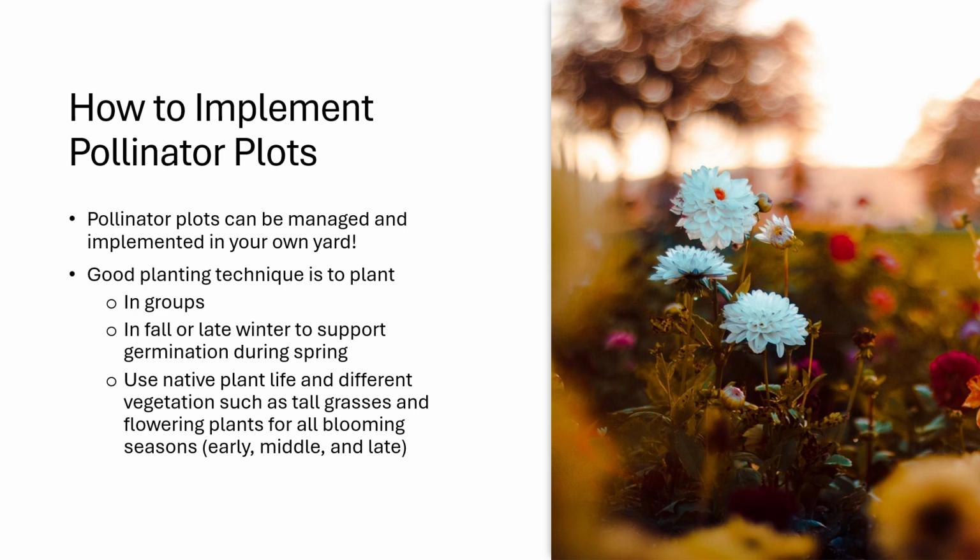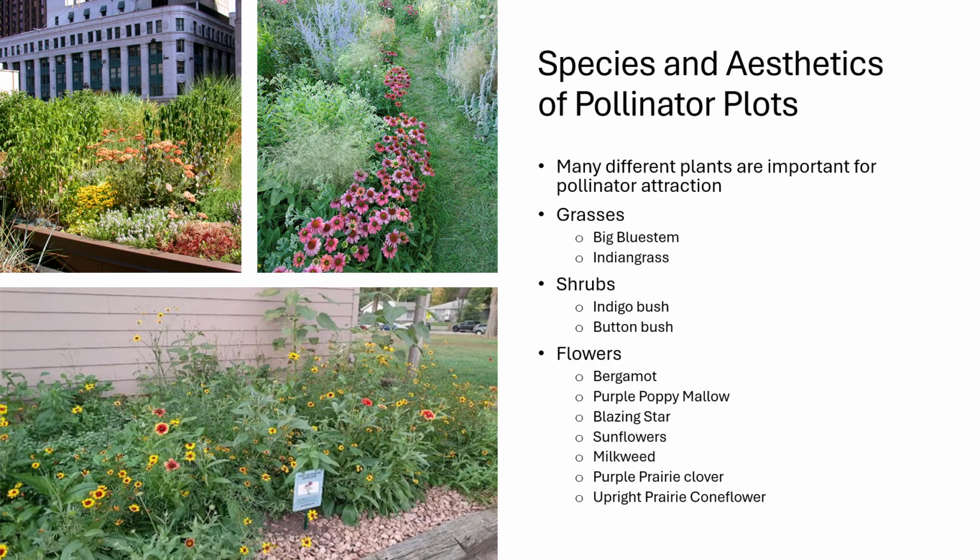Now moving on to our last slide, you have the species and aesthetics of pollinator plots. This goes into the implementation process. So having that grouping as well as having that choice of aesthetic is important to note, especially if you don't want just a bunch of random stuff growing in your flower bed or in your pollinator plot.